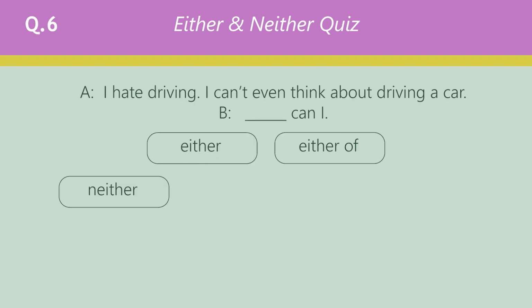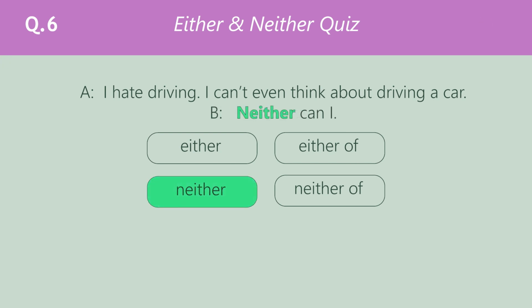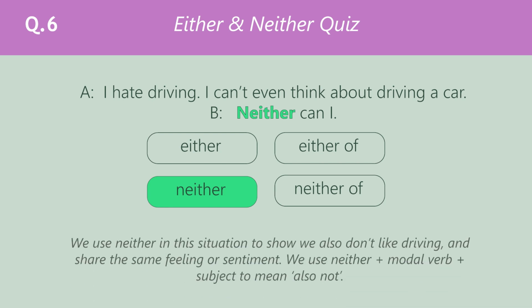Question 6. I hate driving. I can't even think about driving a car. Neither can I. We use neither in this situation to show we also don't like driving and share the same feeling or sentiment. We use neither plus modal verb plus subject to mean also not.